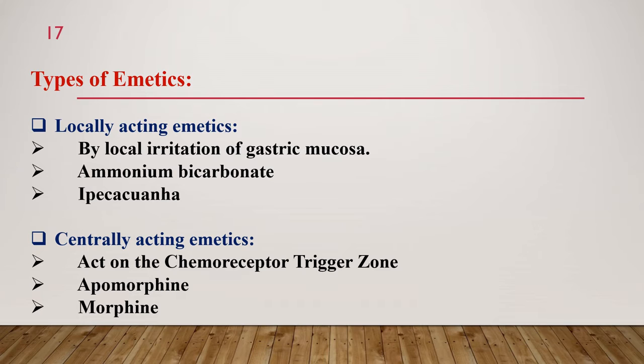Centrally acting emetics. Centrally acting emetics act directly on the chemoreceptor trigger zone or CTZ, which is located in the floor of the fourth ventricle in the medulla part of the brain. Examples of centrally acting emetics are apomorphine and morphine.